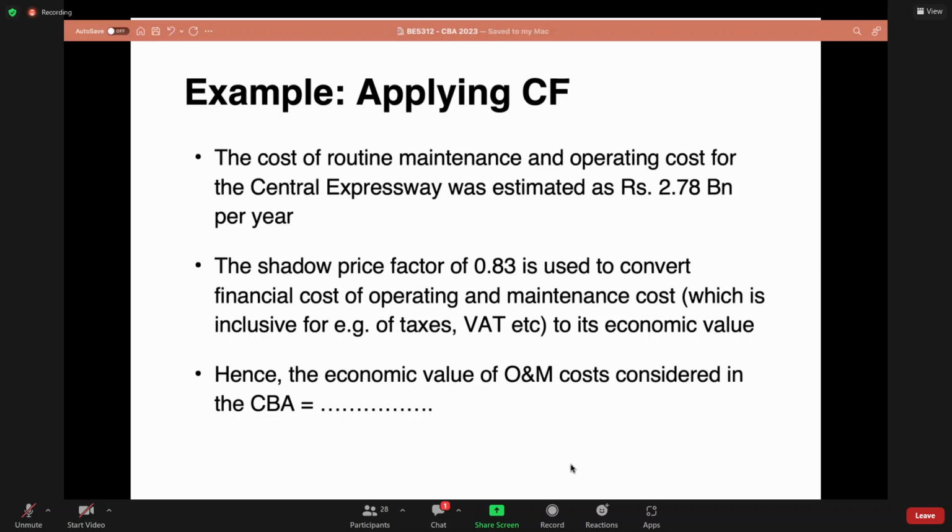So in this example, what should be the economic value of operation and maintenance costs that should be considered in the CBA?